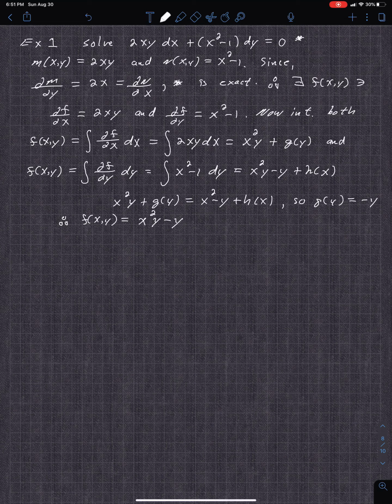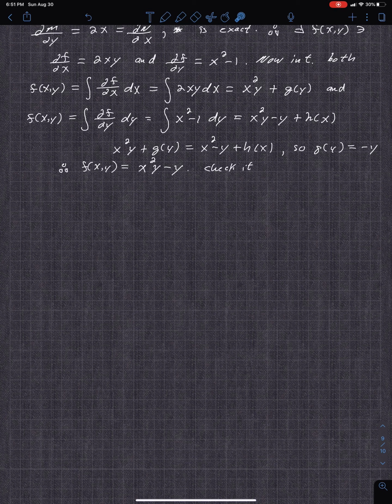Well, that's it. And so now you can check. So I'll just say check it if you want. You can easily check these by just doing those partials and just making sure you get the original function for the partial. So you do partial with respect to x, partial with respect to y, and see if you can put it in that form. So you should be able to check them pretty straightforward.